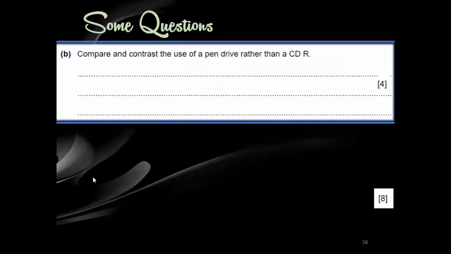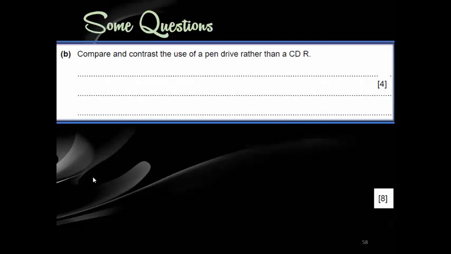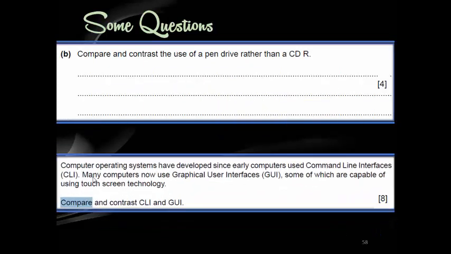Some questions: compare and contrast the use of a pen drive rather than a CD-R. 4 marks. We talk about pen drive, we talk about CD-R, their similarities and the differences between them. Then we give at least 4 points. That's another rule. The number of marks allocated shows the number of points to be given. So 4 marks means give at least 4 points. You can give more than that. 4 valid points.